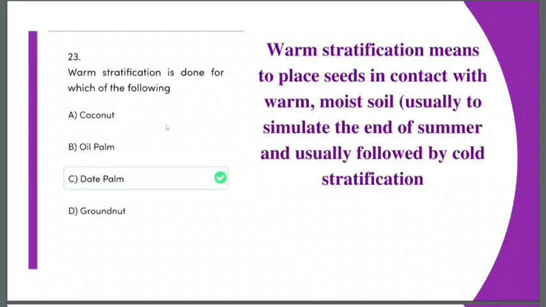23rd is: warm stratification is done for which of the following? Answer is date palm. So what is warm stratification? Warm stratification means we place the seeds in contact with warm or moist soil just to stimulate the seeds, and then we follow cold stratification.